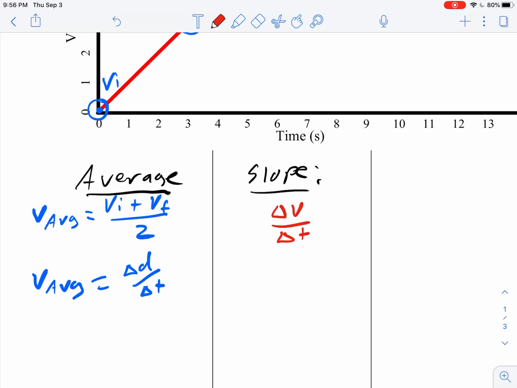And that right there is the definition of acceleration. Acceleration means to speed up, slow down, or change direction. All three of those things fit within the context of acceleration, because acceleration is the change in velocity with respect to time, and velocity is speed and direction.